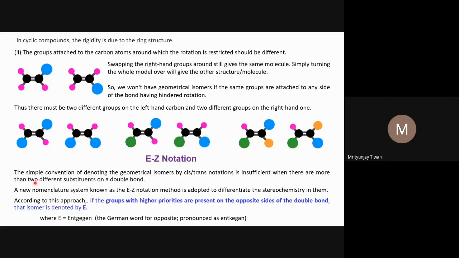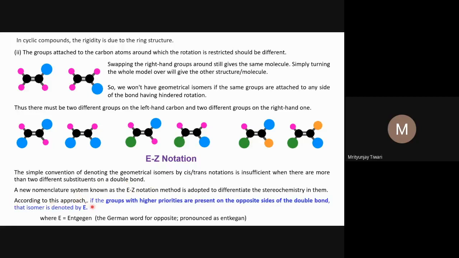Let me again explain this. The simple convention of denoting geometrical isomers by cis trans notation is insufficient when there are more than two different substituents on a double bond. A new nomenclature system known as the EZ notation method is adopted to differentiate the stereochemistry in them. So to denote the stereochemistry in these two compounds, we need to resort to EZ notation.